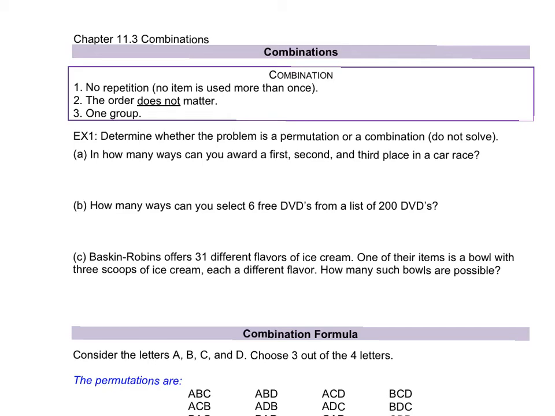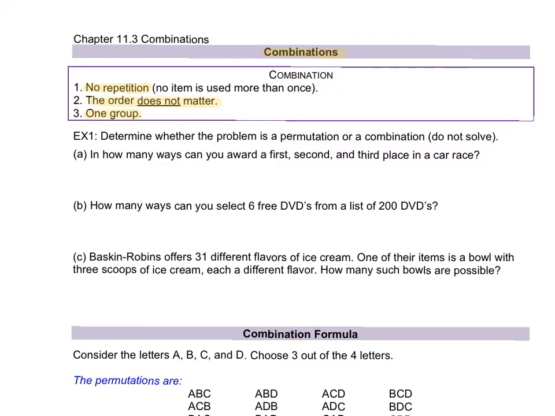So in 11.3, we'll look at the last way that we'll be counting. It's called a combination. A combination is similar to a permutation in that you're only looking at one group. And you can't use an item more than once, so there's no repetition of items. However, the difference between a combination and a permutation is that the order does not matter.